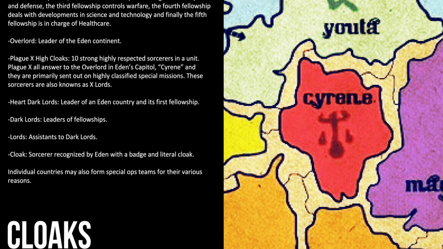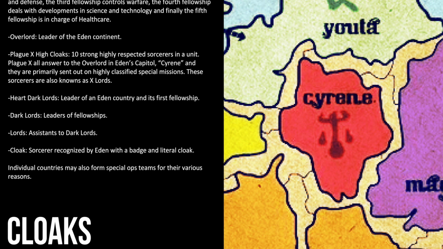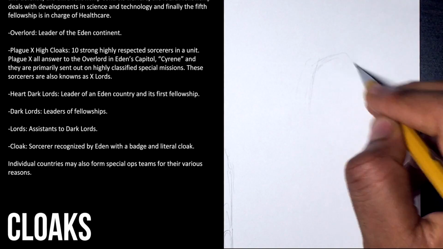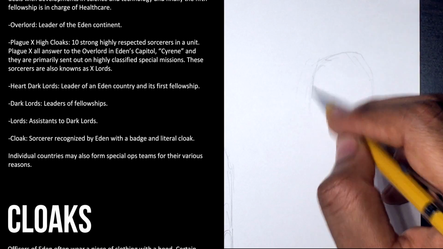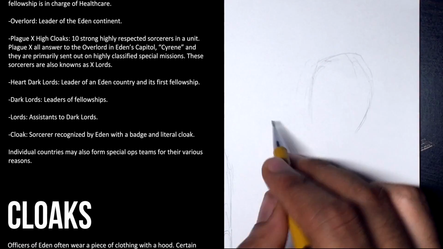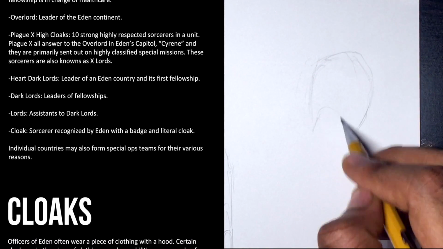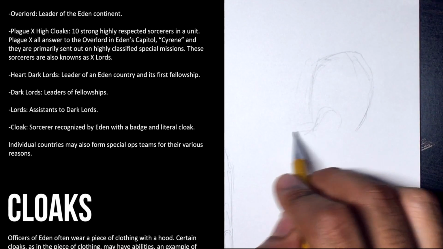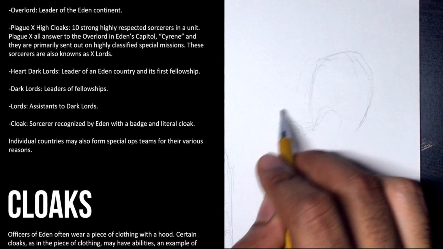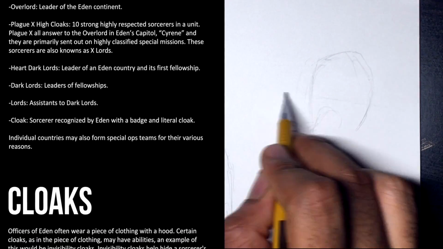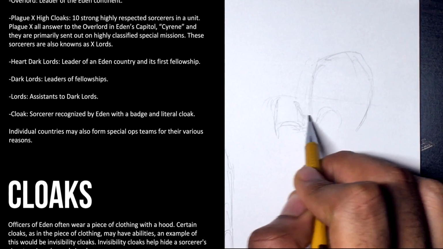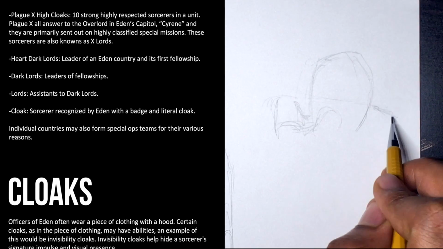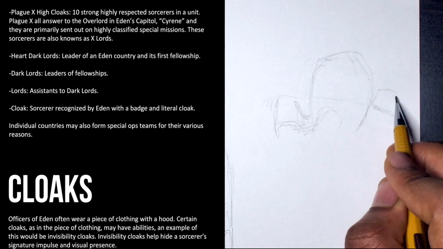Even though Siren has its own fellowships and its Dark Lords, it also has an additional Plague X High Cloaks, which is kind of like a super special ops. Plague X High Cloaks, 10 strong, highly respected sorcerers in the unit. Plague X all answer to the Overlord in the Eden capital, Siren, and they are primarily sent out on highly classified special missions. These sorcerers are also known as X-Lords.